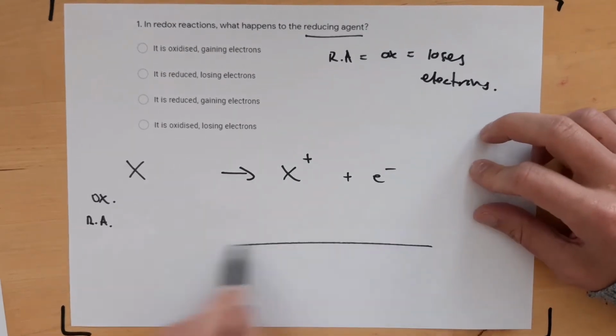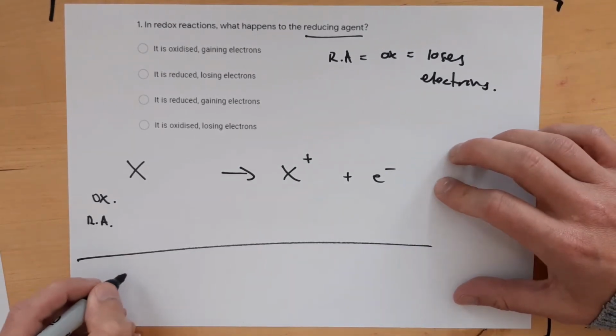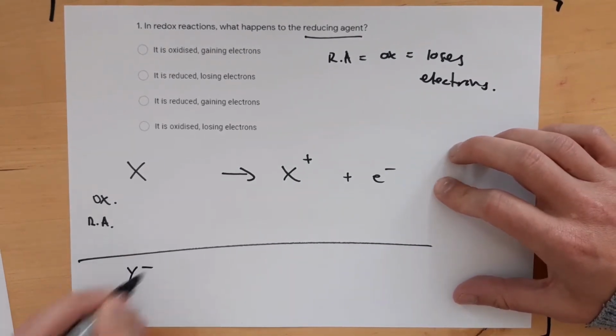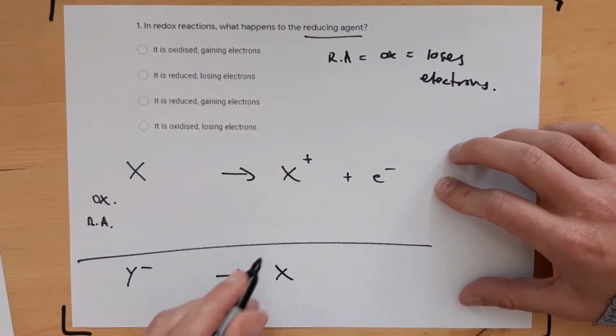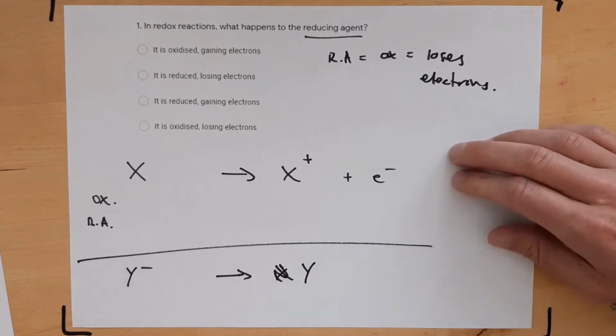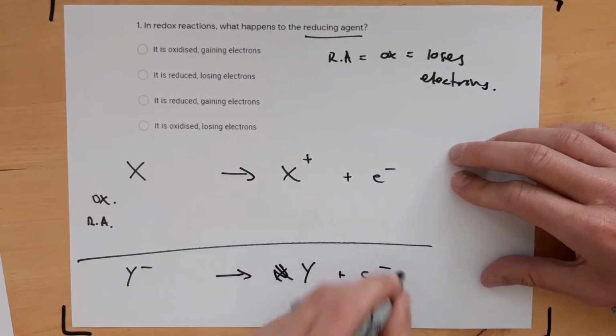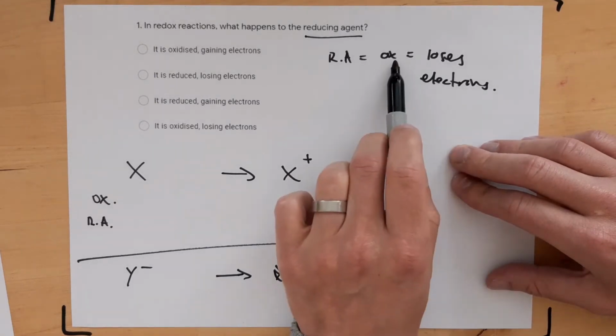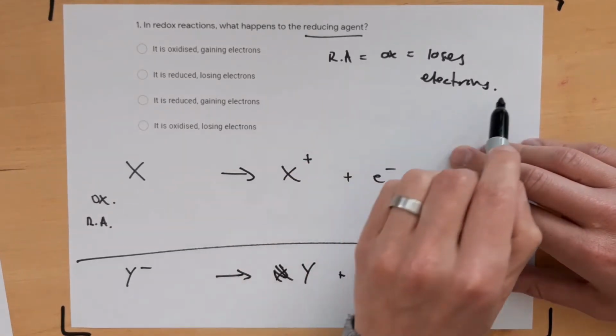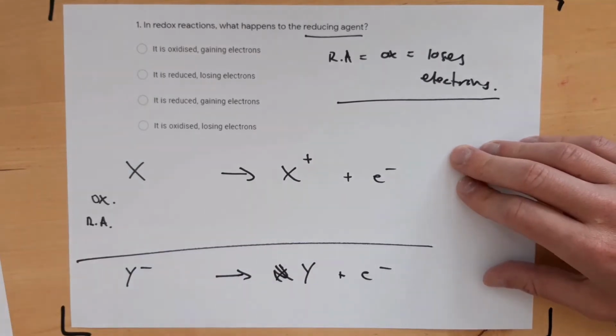And we can have maybe another example here. Let's have an example of chemical Y. This time it's a negative ion, and it just becomes, not X, sorry, it just becomes Y, the atom. And again, it's lost an electron. So this here is lost an electron, therefore it has been oxidized, therefore it is the reducing agent. And the opposite of that, of course, is an oxidizing agent.